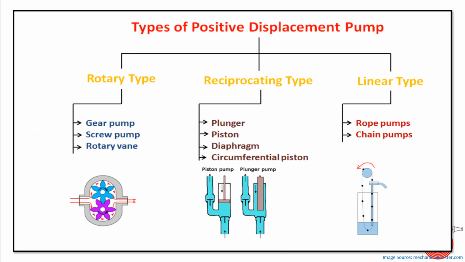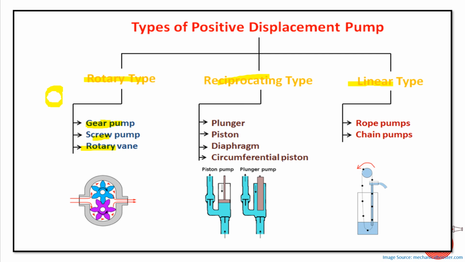Broadly, positive displacement pumps are of the rotary type, reciprocating type, or linear type. In the rotary type, there will be the gear pump, the screw pump, and the rotary vane pump. As you know how a gear works, it rotates along its axis. So this is how a positive displacement pump of the rotary type works.